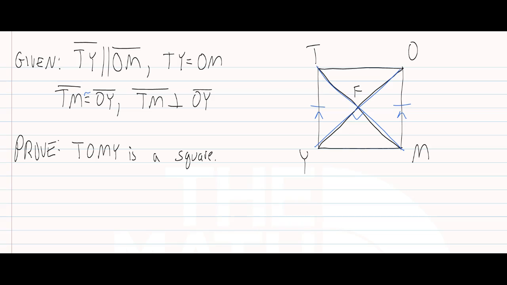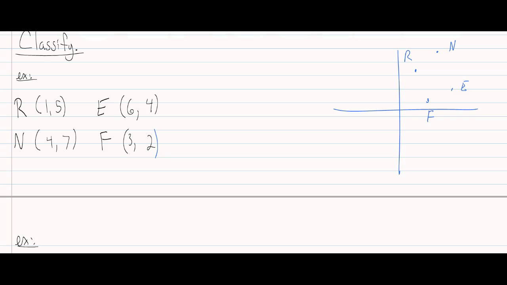So in conclusion, since it is both a rectangle and a rhombus, we can conclude TOMY is a square. Now we'll move into some coordinate problems, and the directions are to classify this. So we have these 4 points. They're put over onto the graph, and the quickest way for me to try to start classifying this as specifically as possible is to start going after the slopes.